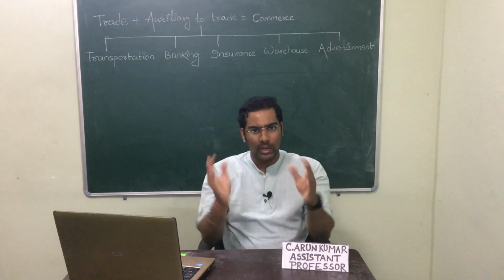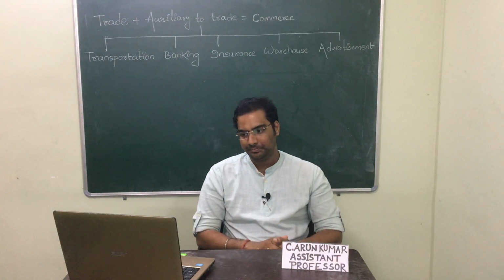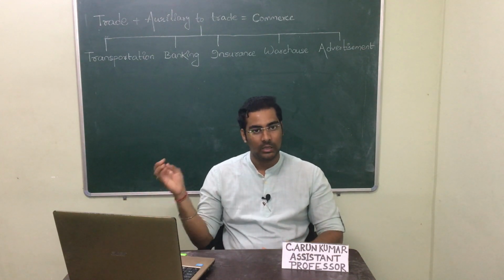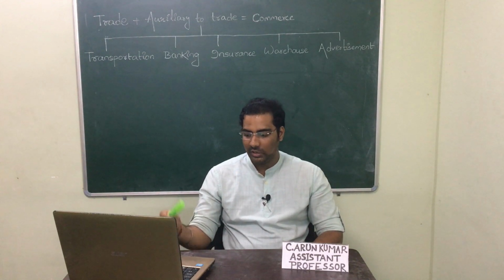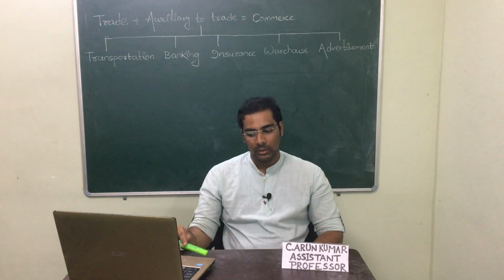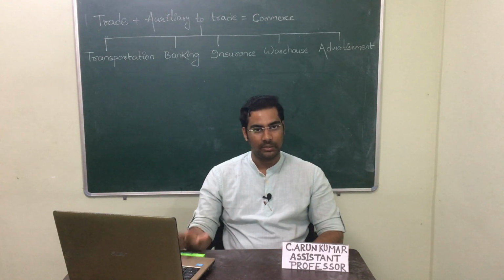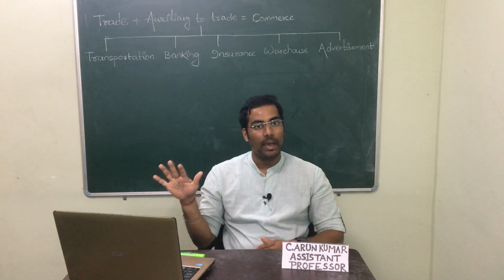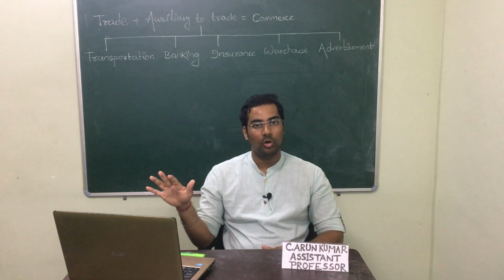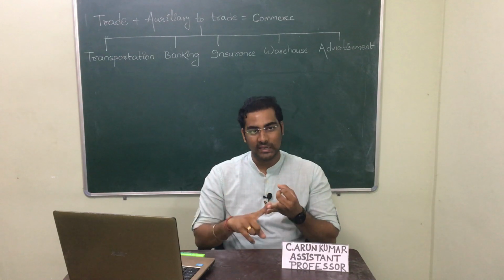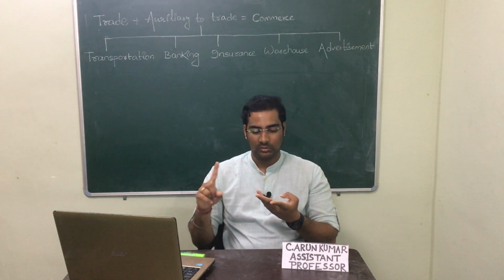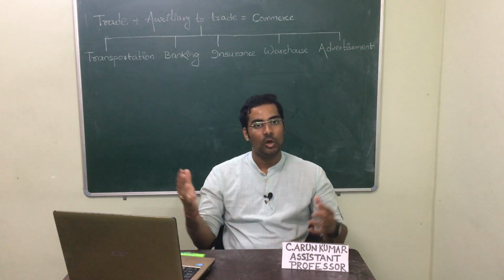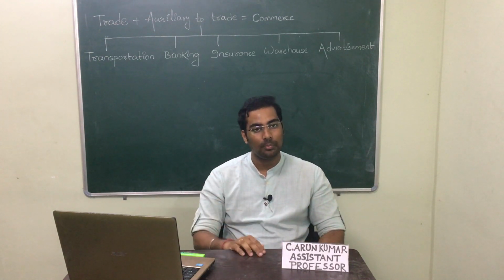So to put that whole aspect in perspective, I purchased this pen. I am the buyer, and the company which sold this is the seller. This is called trade. I purchased this pen, I paid the amount and I got the pen. This is called trade. But how did this trade happen? The trade happened because of the transportation factor, the banking factor, the insurance factor, the warehouse facilities and the distribution channel. It's because of all these factors which played their role that it was possible for me to purchase this pen.